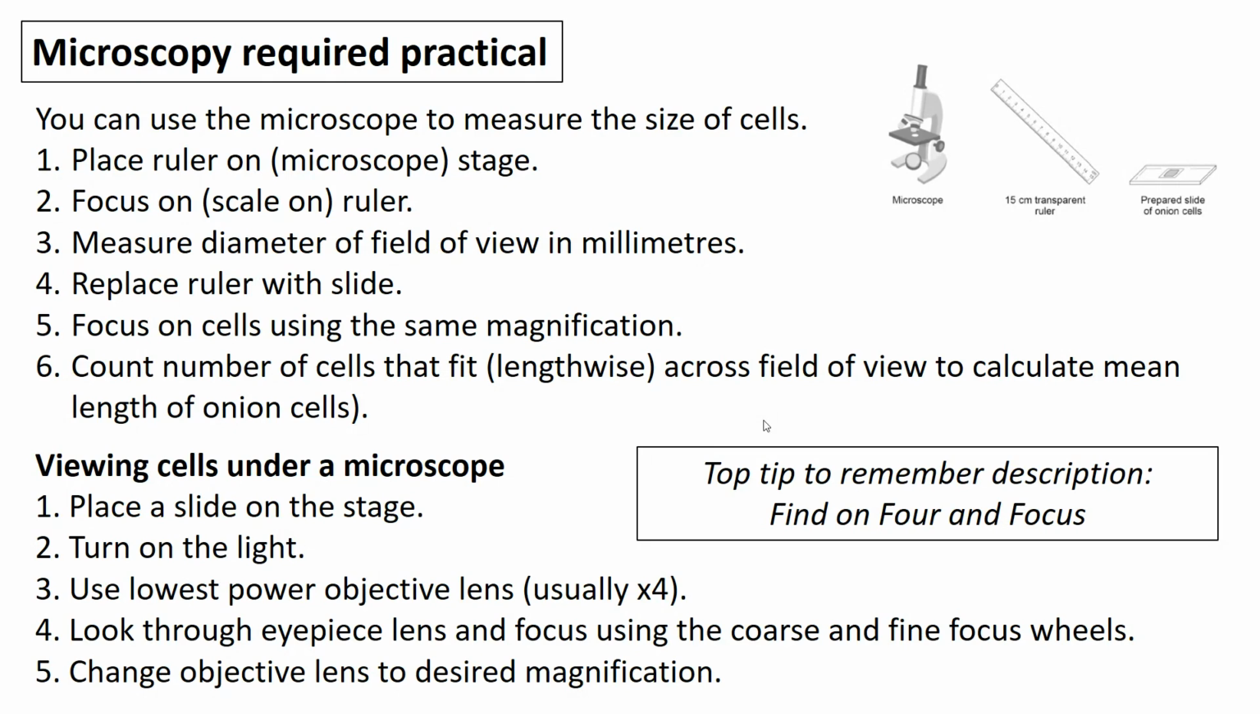As a top tip, if you're trying to remember how to view cells under the microscope and in that description, I suggest you think of this phrase, "find on 4 and focus," which basically means you find your cells on the 4 times magnification and then you focus on your cells. That's your starting point for any description about using a microscope.